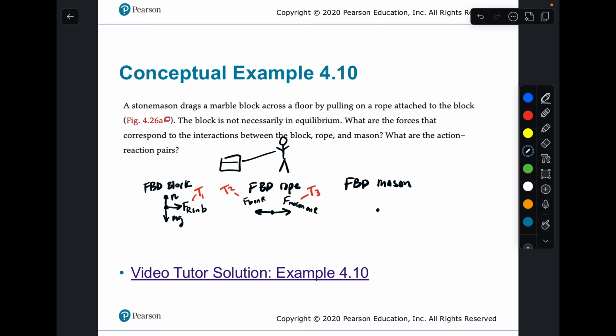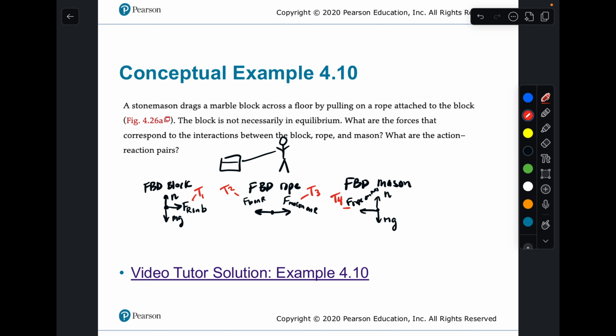And so what about the mason? What's he feeling? He's got a weight and a normal force, which we really don't care about in the context of this question, but I'm writing them just for practice. And so what's happening to the mason when he's pulling on the block? Well, the block and the rope are pulling back on him, right? So he's going to have the force, specifically the rope pulling on him, because he's not in direct contact with the block. So there's F rope on mason. That's going to be the fourth tension. And so those are all the forces.